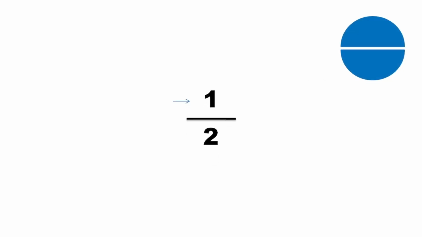A fraction has two parts. The number above the line is called the numerator. It tells how many equal parts of the whole or collection are taken. The number below the line is called the denominator. It shows the total number of equal parts the whole is divided into, or the total number of the same objects in a collection.